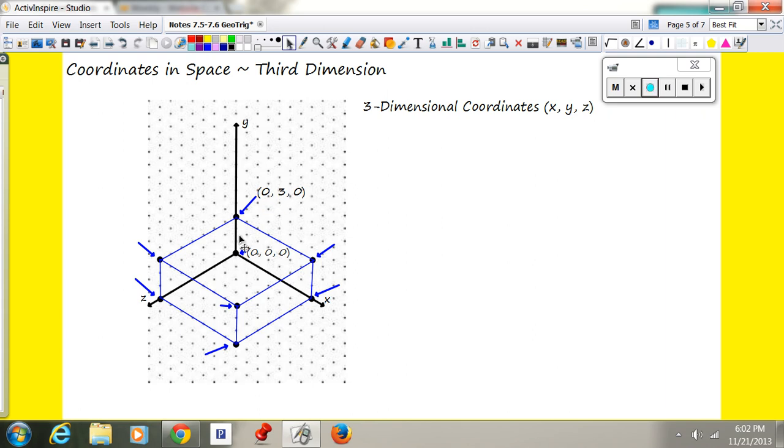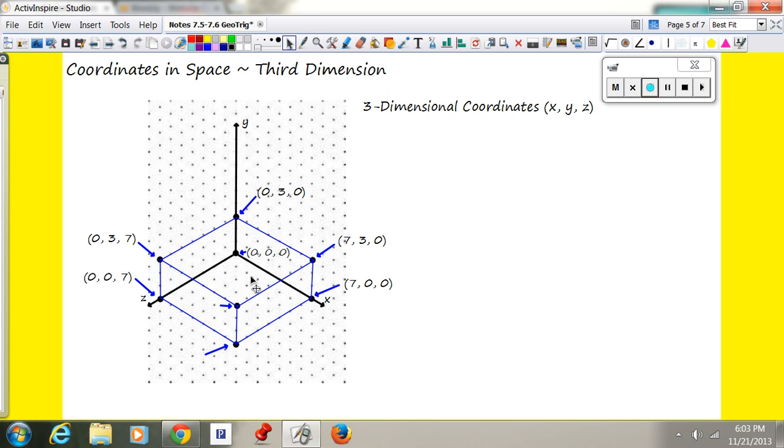Over 0, up 3, and over 0. So 0, 3, 0. This point right here would be over 7, up 3, and 0, not anywhere else. 7, 3, 0. This one would be 7, 0, 0, over 7, up 0, over 0. This point right here would be over 0 first, 0 on the x-axis, 3 on the y-axis, and 7 on the z-axis. So 0, 3, 7, over 0, up 3, over 7.